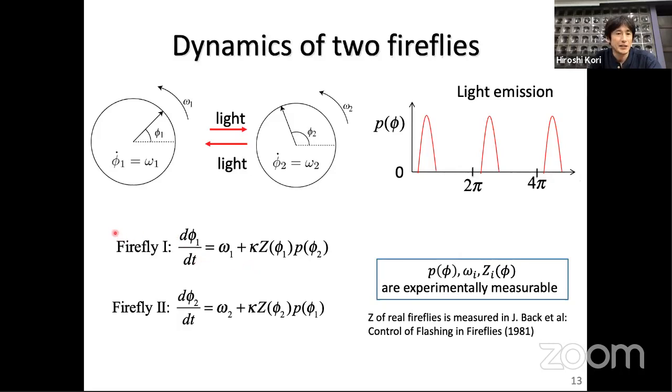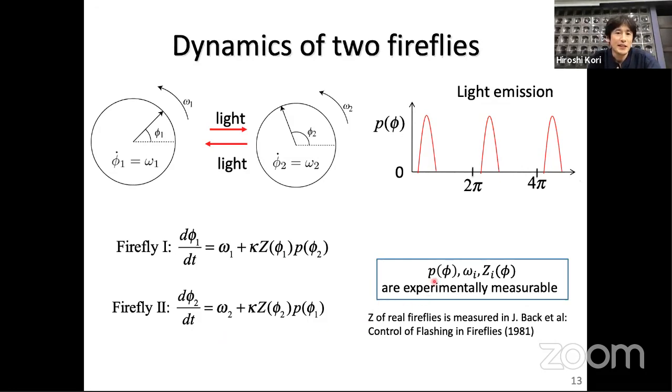And the interaction is described in this way. So it has the phase response curve of phi 1, the firefly 1, and also the flash from the firefly 2, and the similar equation also for phase 2.